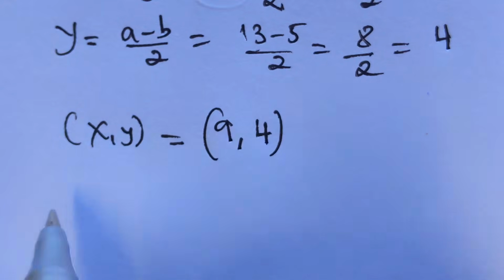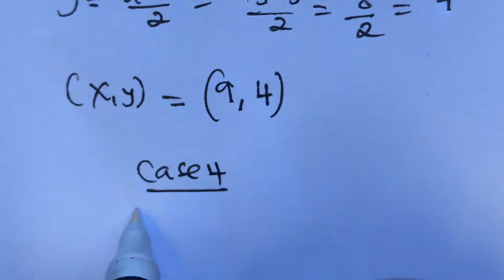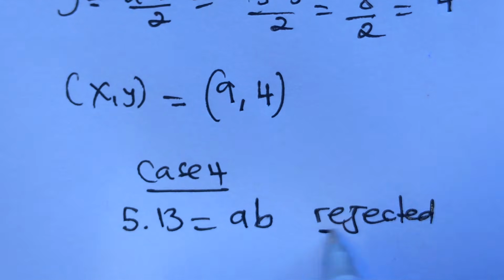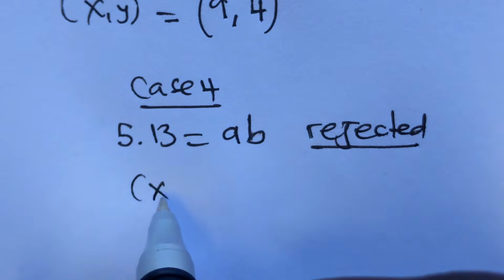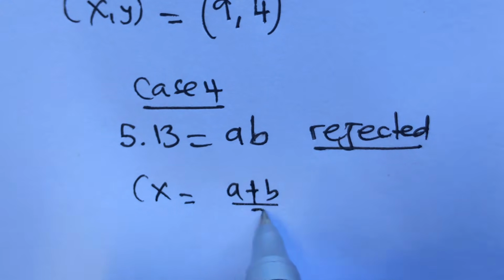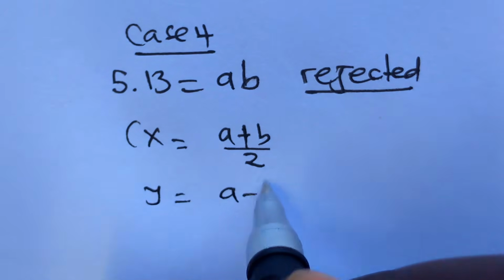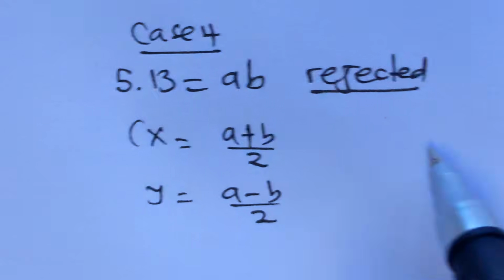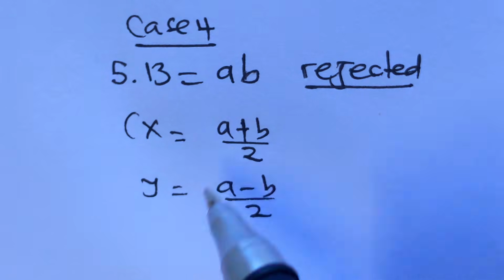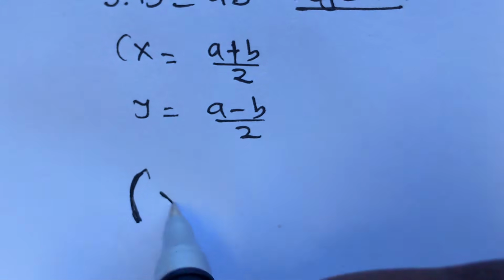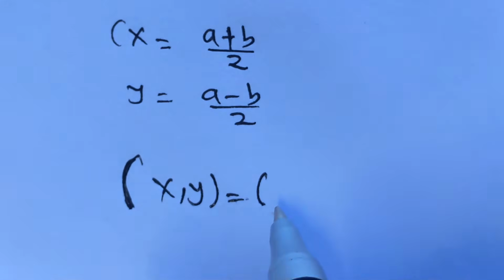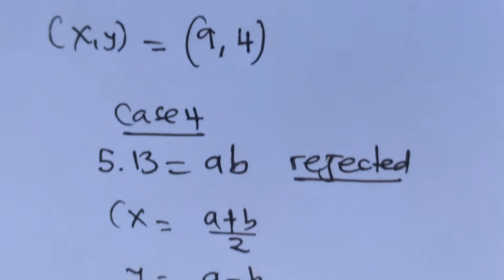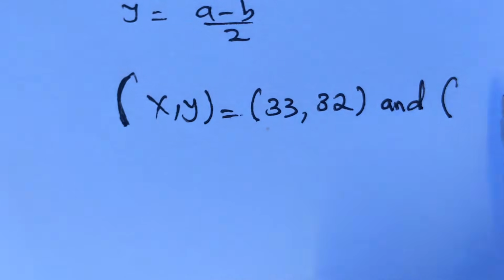For case number 4, where we have 5 times 13 equals ab, this one will be rejected. The condition is that x is equal to (a plus b) over 2 and y is equal to (a minus b) over 2. Here a should always be greater than b in order to have a positive value of y. So the final solutions of x and y are 33 and 32, and 9 and 4.